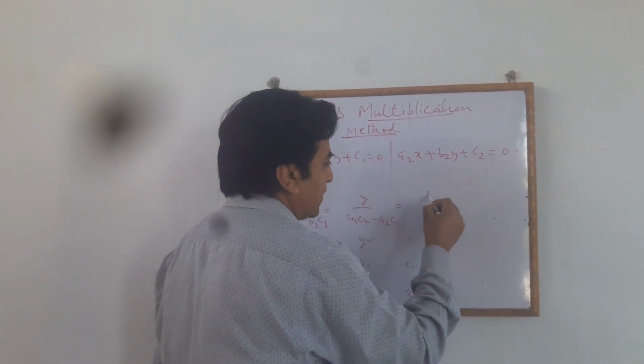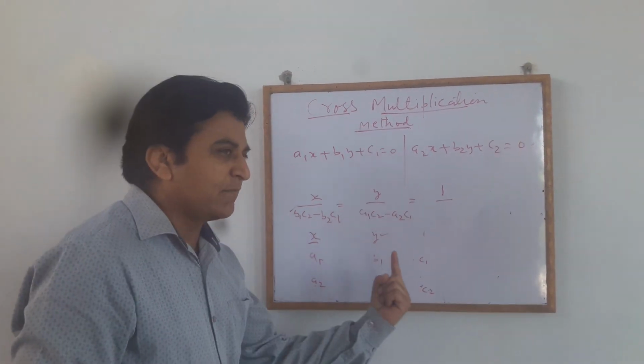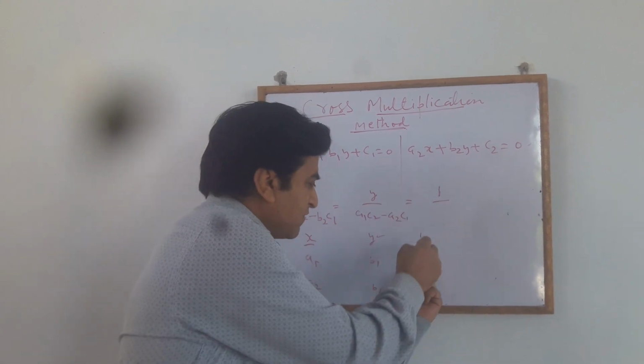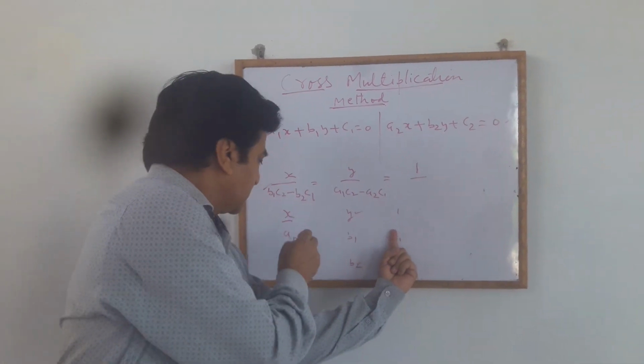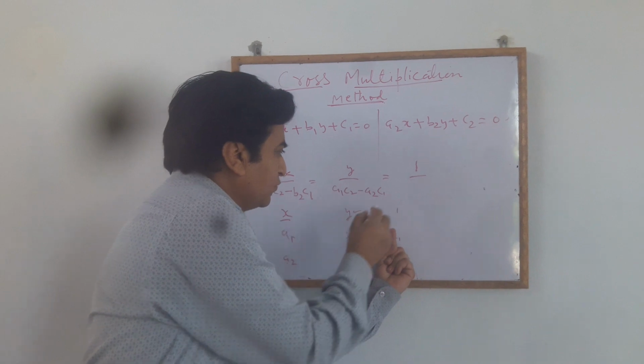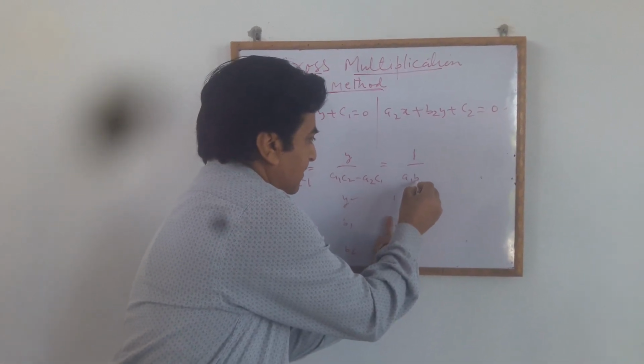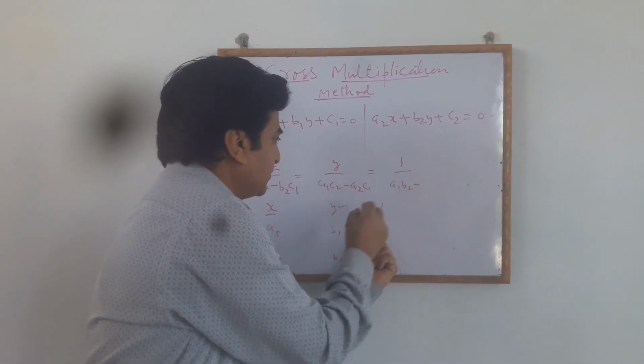Now the next is 1, means constant term. In case of 1, again follow the same procedure. Forget its coefficients. Now we are left with a1 b2 minus a2 b1.